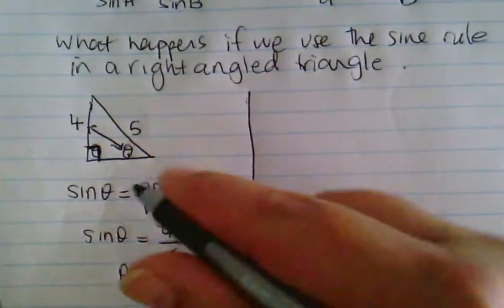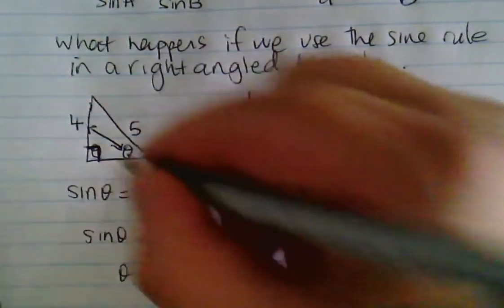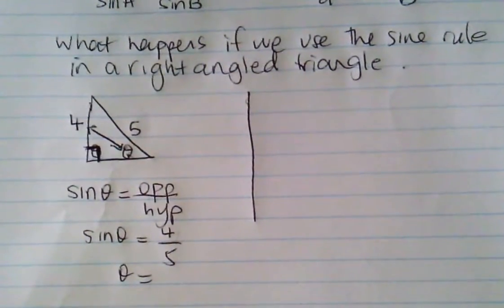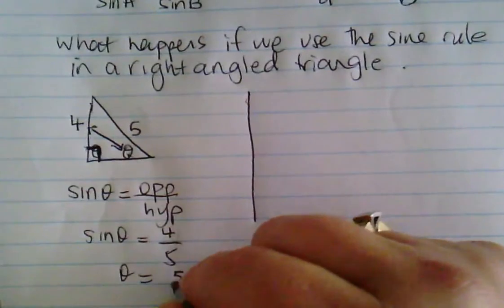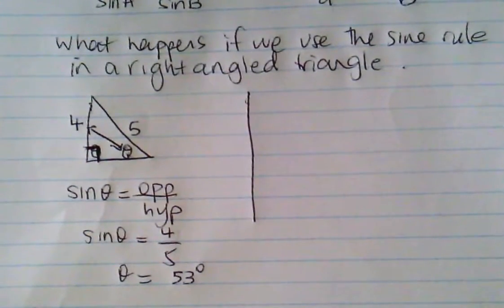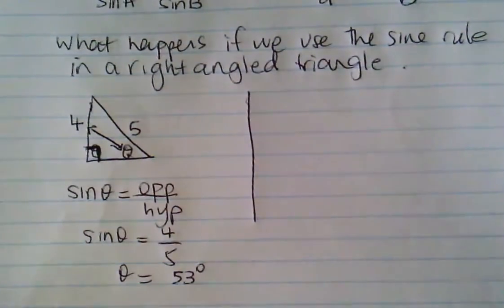But what do we get for here? What is the size of that angle? So this is a right angle. This is theta, that's 4 and 5. Is that to the nearest degree? 53 degrees. Now let's say you got all confused and you used the sine rule for this.